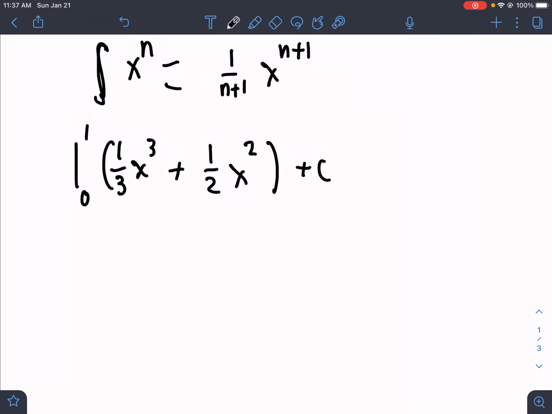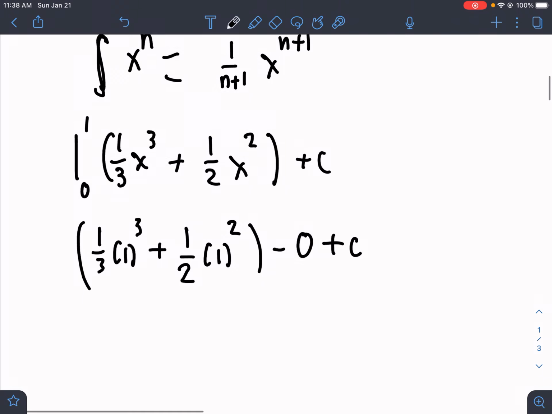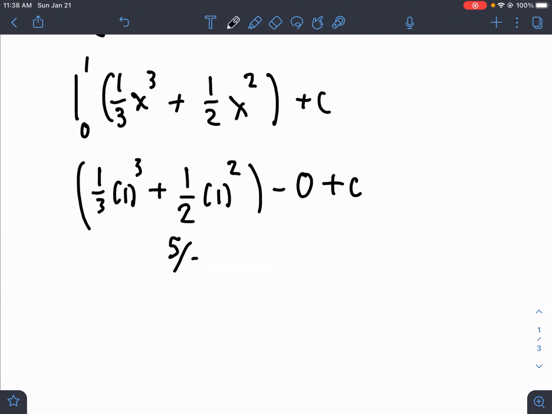Well, if we plug in 0 for x, we just get 0. And if we plug in 1 for x, we get 1/3 times 1 cubed plus 1/2 times 1 squared, minus 0, plus c. So we get 5 over 6 plus c.